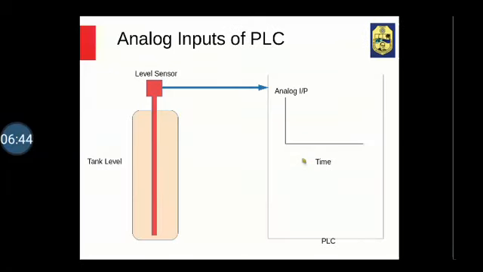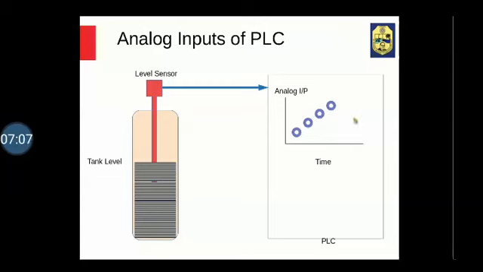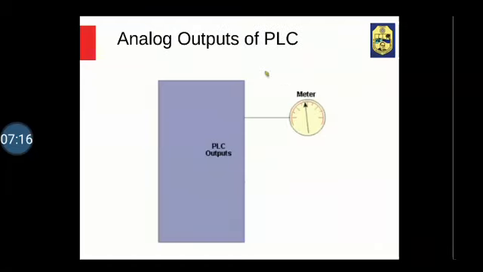Apart from discrete inputs, PLC can have analog input as well. Here the example is of level sensing system. This level sensor gives continuous output to PLC based on the process parameter, that is level inside the tank. As the level rises, level sensor gives continuous linear output to PLC, which can be processed by PLC. Similar to analog input, there can be analog output which PLC gives to other devices like meters and other systems.